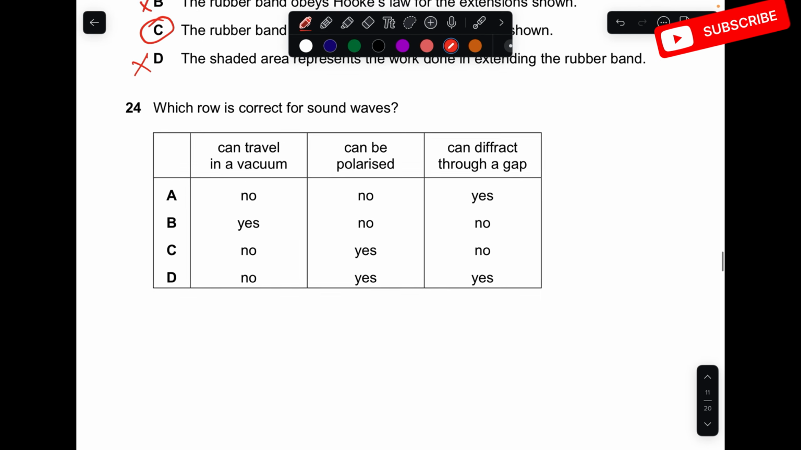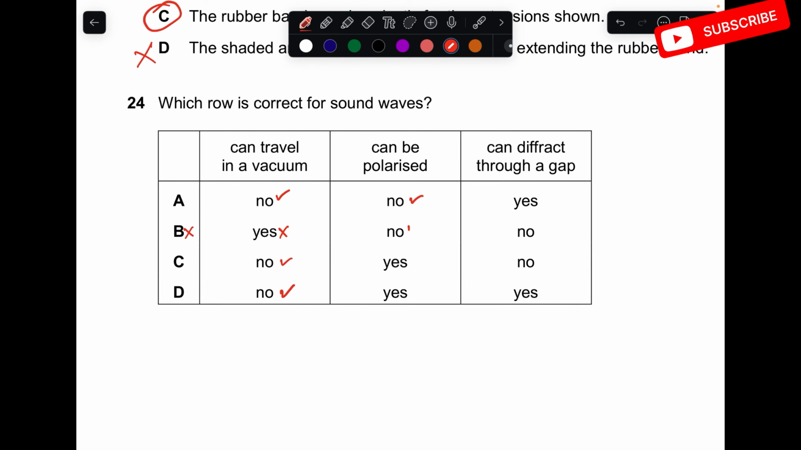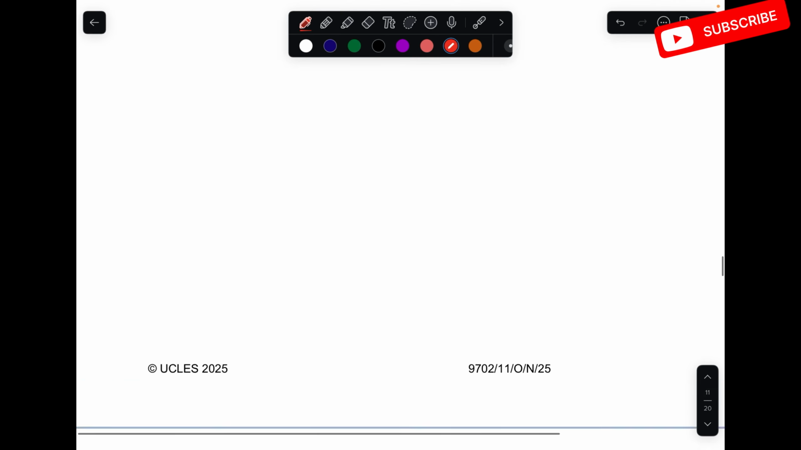In question 24, which row is correct for sound wave? Can travel in vacuum? No, it's not true. So B is not the option. Can be polarized? No, it cannot be polarized. So C and D are not the options. So we are only left with A. Can be deflected through a gap. So option A is correct.